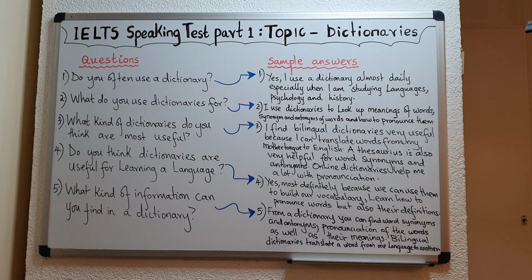Remember, when you're doing your IELTS speaking test on Part 1, avoid yes or no answers, but also ensure that you provide at least 2 to 3 answers, or 2 to 3 points, or 2 to 3 sentences for each question.